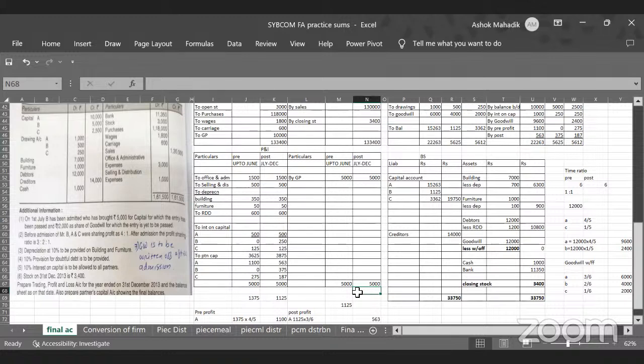P&L appropriation account is not required. You are adjusting this P&L only. It's fine. Okay, no problem. For interest on capital, we may require it, but need not have that. You can directly do it in this.